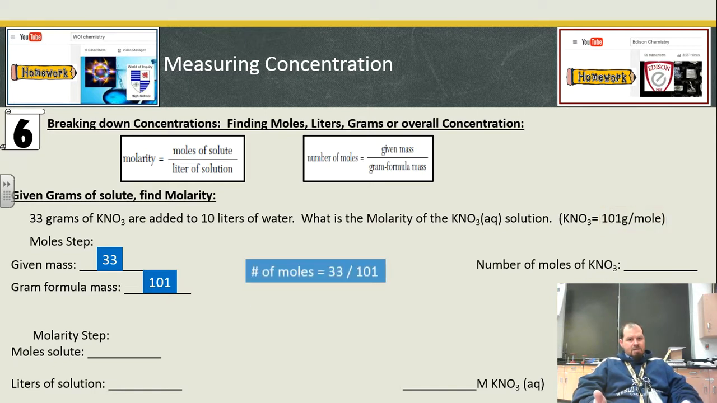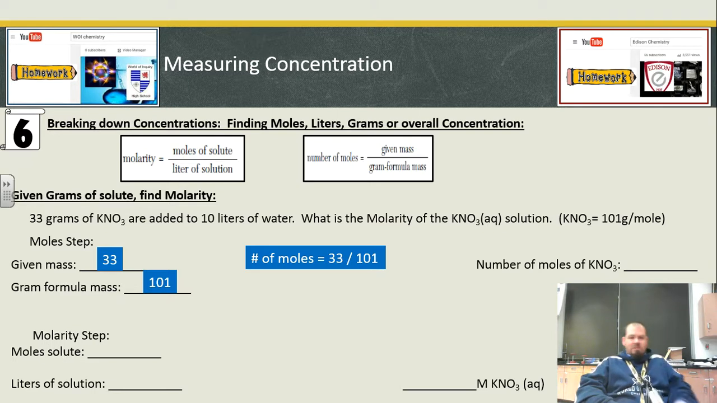I prefer to do it this way, and later on I do it that way. Again, you just plug it in, and the math is going to end up being the same. It's still going to be 33 grams divided by 101 grams, because if I need 101 to have a mole and I only have 33, I obviously don't have a whole mole, so it's going to be less than 1. And I end up having 0.33 moles.